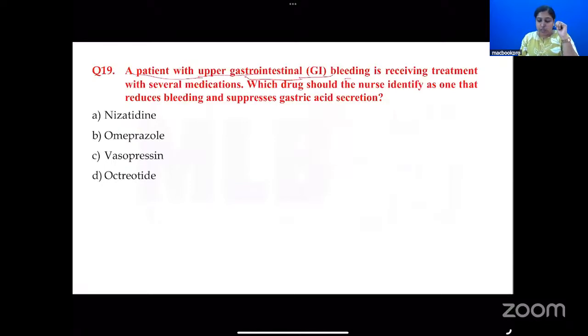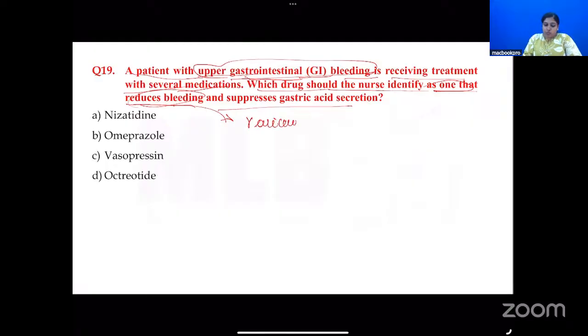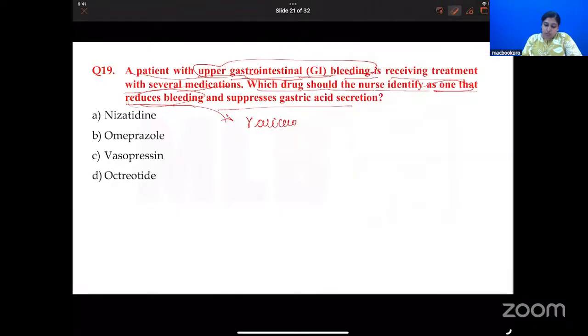A patient with upper gastrointestinal bleeding is receiving treatment with several medications. Which drug should the nurse identify as one to reduce bleeding and to suppress gastric acid secretion? Here they are asking about a dual role of a drug. The drug which is going to reduce bleeding in upper gastrointestinal bleeding. Obviously, they are telling the case is a variceal bleeding, right?